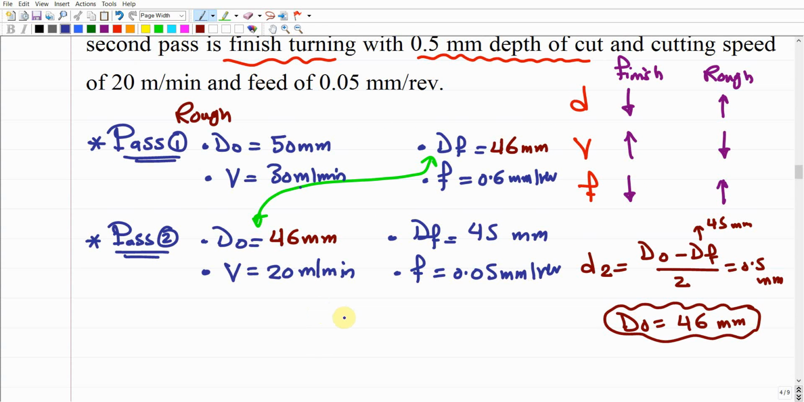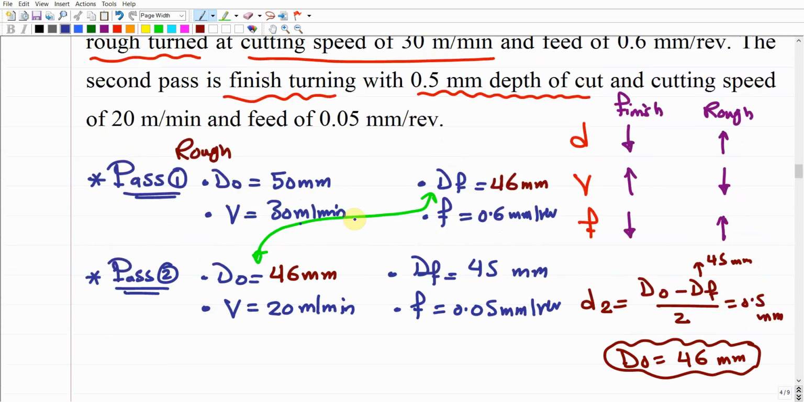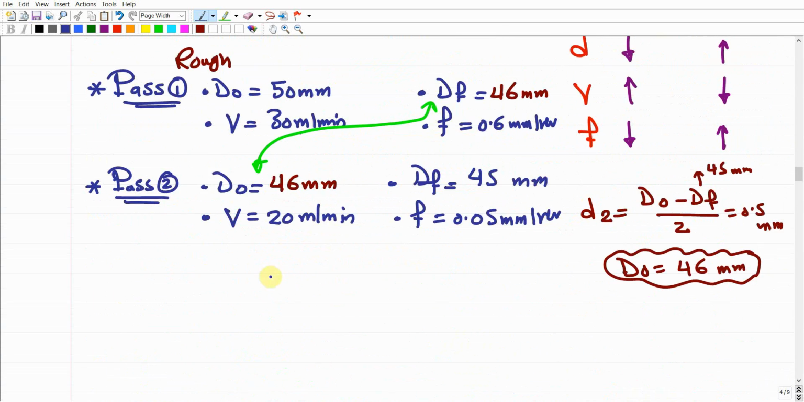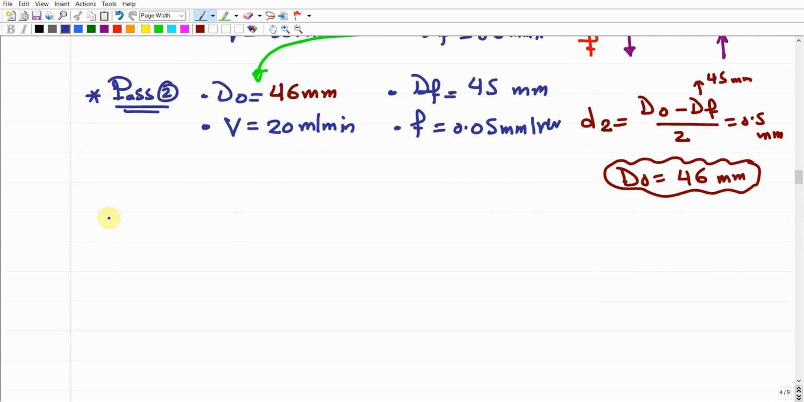So it doesn't matter anyway, you're just gonna deal with this problem as two separate problems. Your objective is just to calculate the machining time and metal removal rate for these two problems. So what you're gonna do is just work on pass 1.